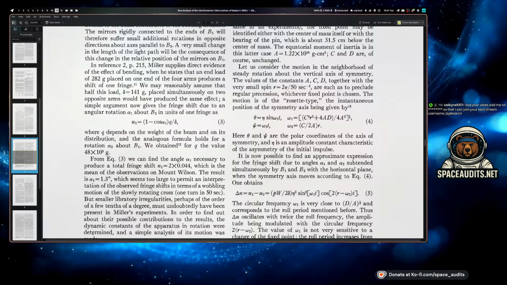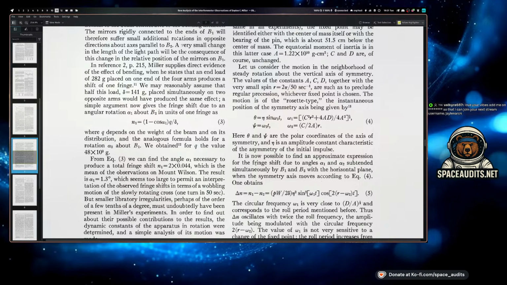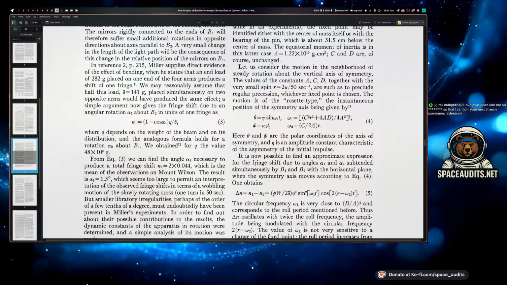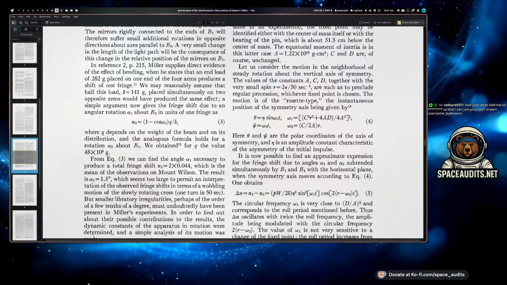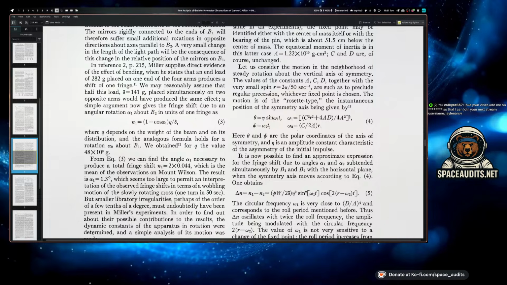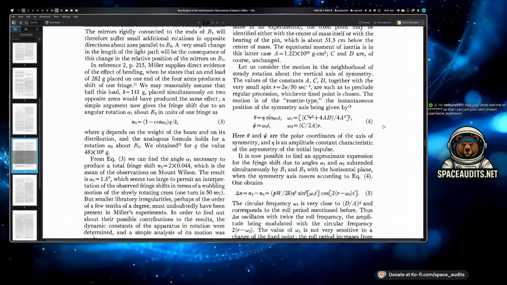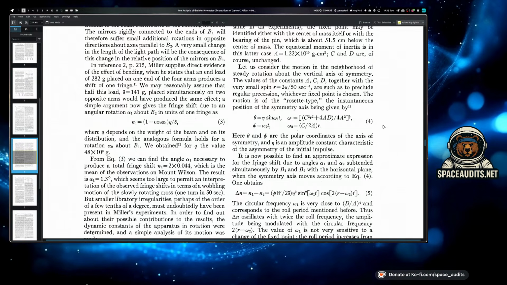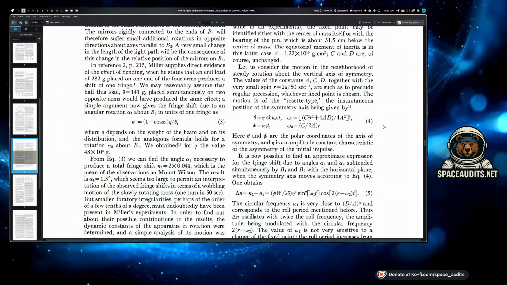The instantaneous position of the symmetry axis is given by, and you see it in equation 4 between theta and psi here, with the 2 omega values. Here, theta and psi are the polar coordinates of the axis of the symmetry, and what is an eta? It is an amplitude constant characteristic of the asymmetry of the initial impulse. So this very well just could be because they're saying they're spinning this thing and moving it by hand, and maybe the forces that they're putting on it are causing it to become offset or tilted or not level anymore. I think that's what he's kind of driving at here.